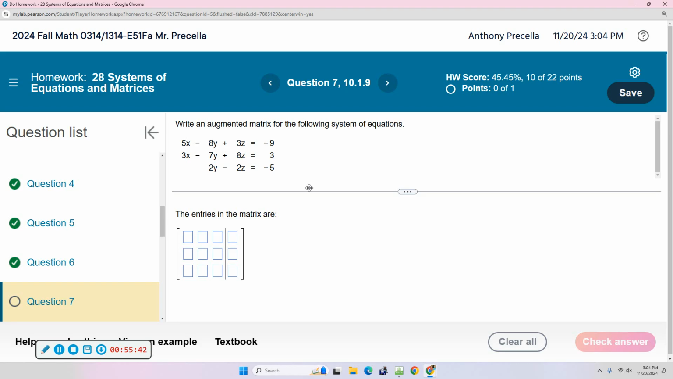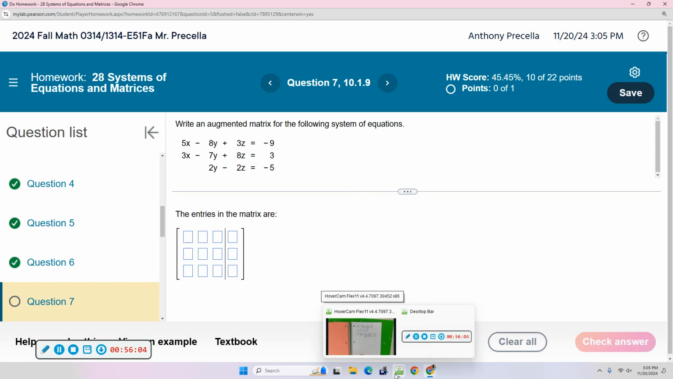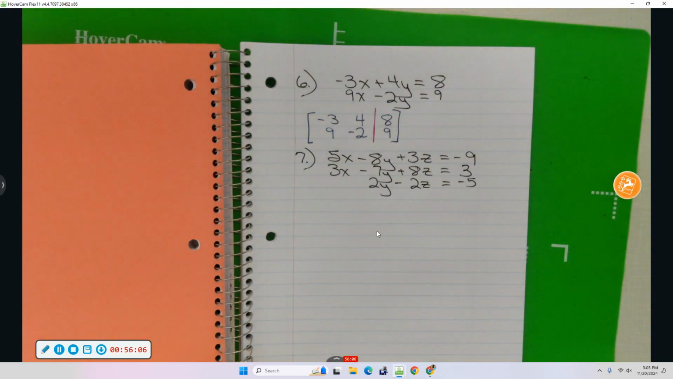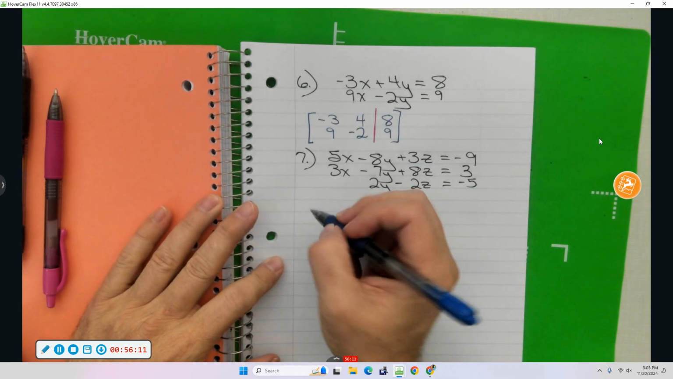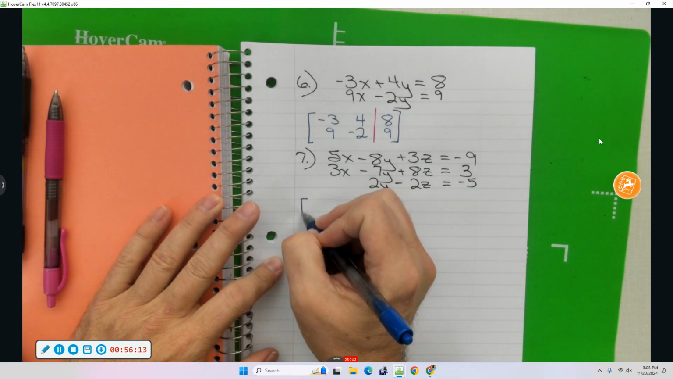And 2y minus 2. Notice how... wait a minute. Negative 5, 3. Are the like terms lined up? Is this system written in the order in which we need it? Yes. Okay. So there are three equations, so our matrix is going to have 3 rows.